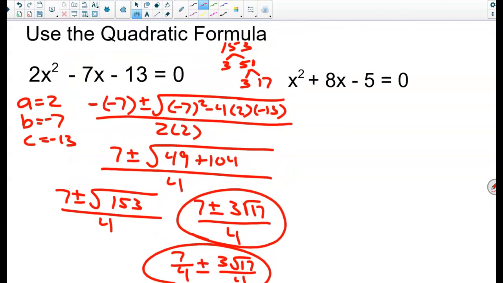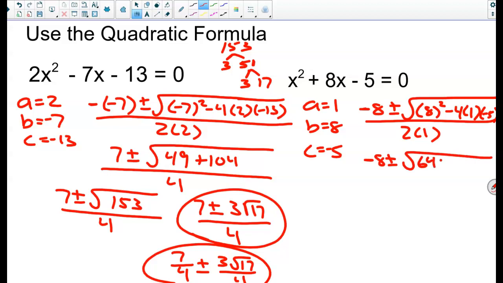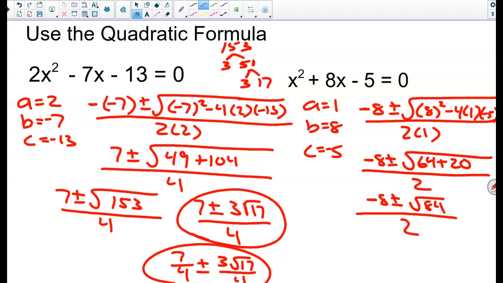Second one, my A equals 1, my B equals 8, my C equals a negative 5. Negative 8 plus or minus the square root of 8 squared minus 4 times 1 times negative 5, and this is all over 2 times 1. So negative 8 plus or minus the square root of 64 plus 20, over 2. Negative 8 plus or minus root 84, all over 2.